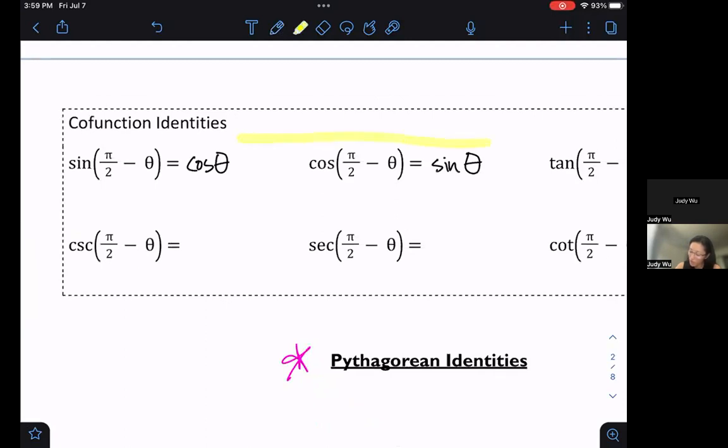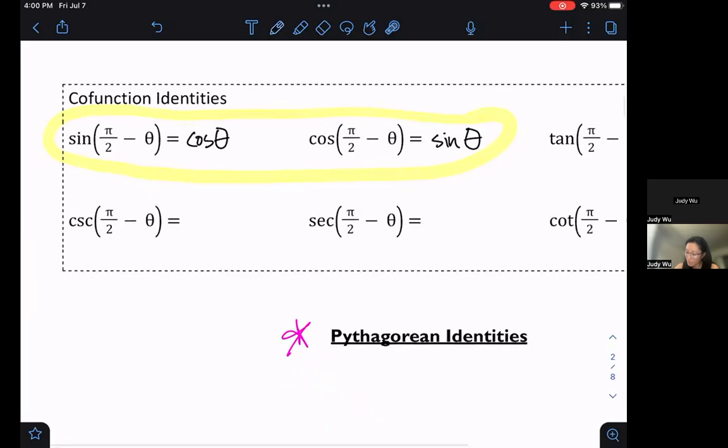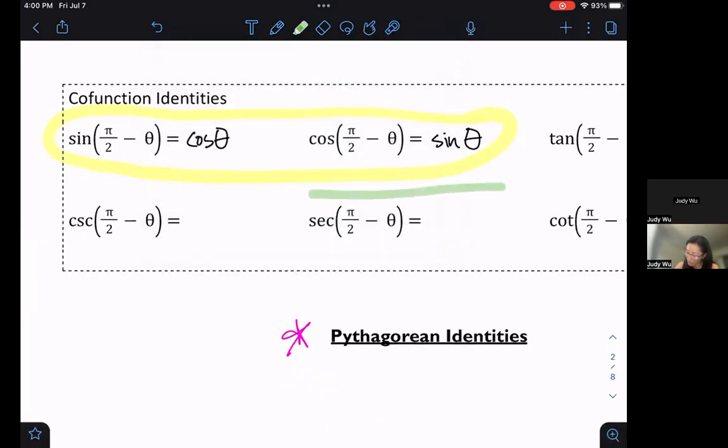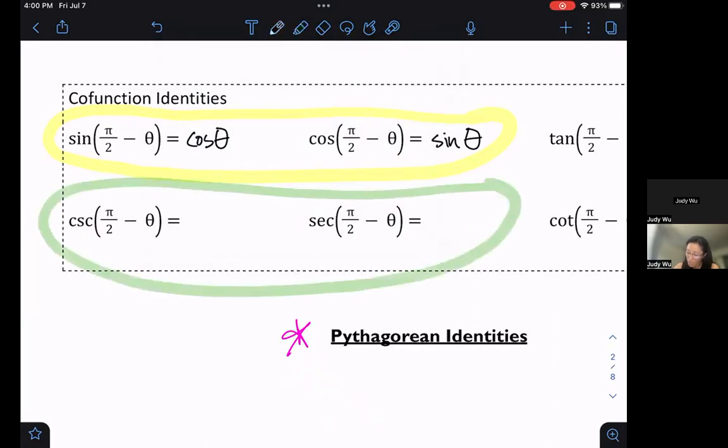So even though there's a lot to memorize, I like to think about it in pairs. Sine and cosine are cofunctions. Well, the same can be said about secant and cosecant. So let's go ahead and put a highlighted bubble around these two. That means cosecant of pi over 2 minus theta is the same as secant theta, and secant of pi over 2 minus theta is the same as cosecant theta.